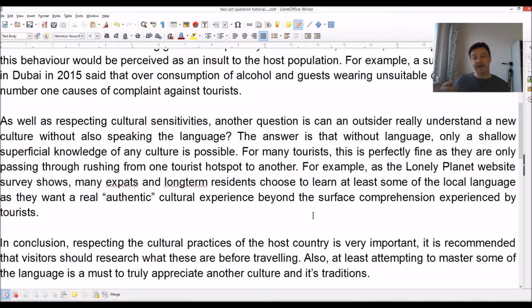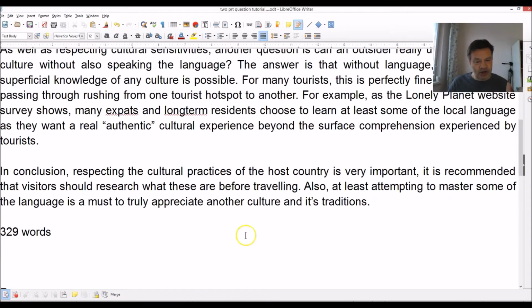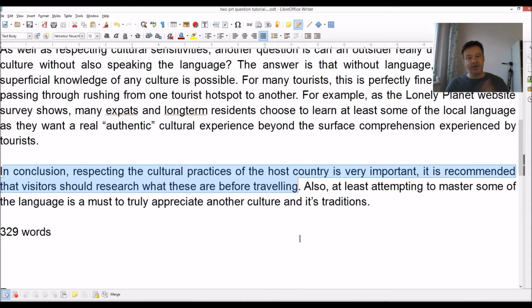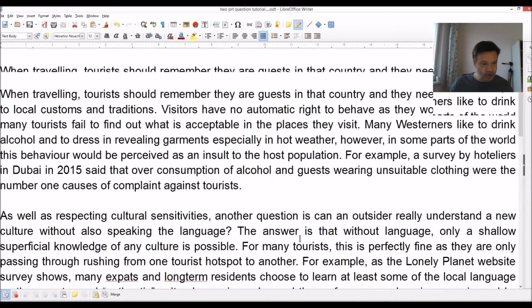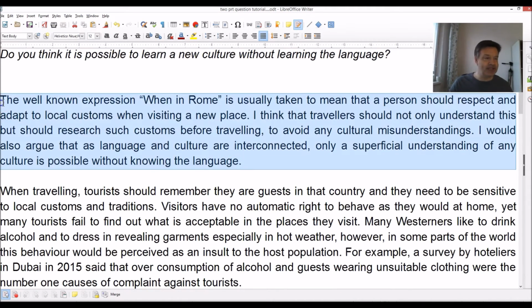No. If you don't learn a language, you only get a very shallow perception of culture, which is no culture at all. So, in conclusion, respecting the cultural practices of a host country is very important. It is recommended that visitors should research what these are before travelling. So, we're essentially, as I mentioned, restating the introduction. So, you're saying the same thing 3 separate times.